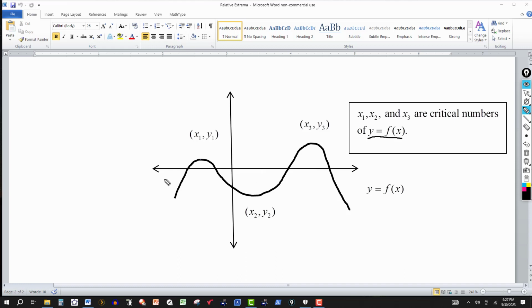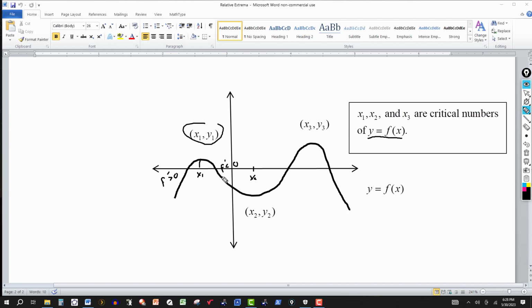And I want to point out here that f prime, starting with the first one, is positive here. And then on the right, the derivative, or the slope if you want, is negative. So for the first one, at (x1, y1), we have a relative maximum. What we do is find where the critical number is. And if to the left of that value the derivative is positive and to the right it is negative, then that is a relative maximum.